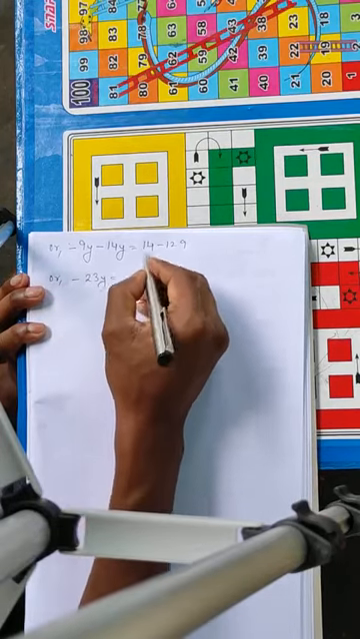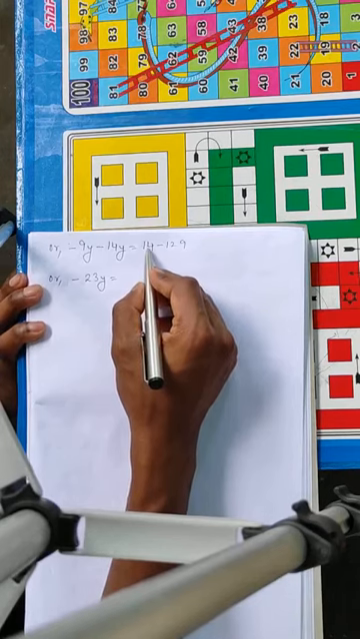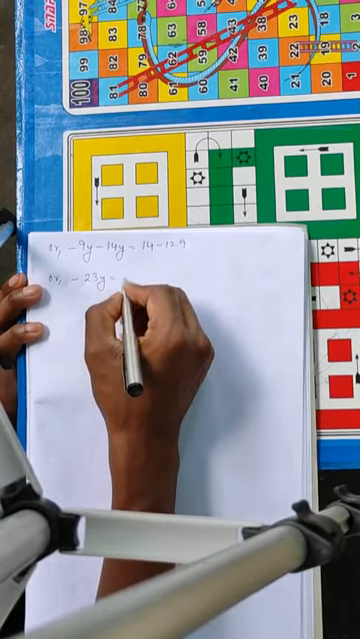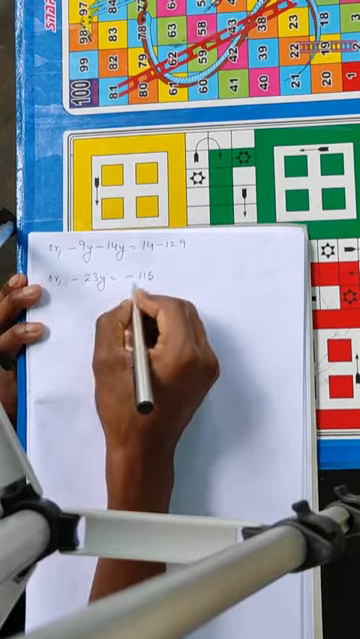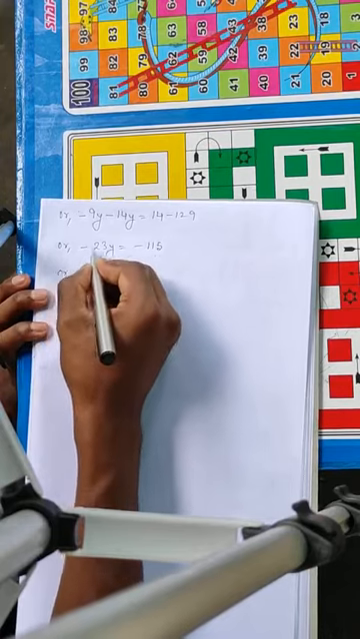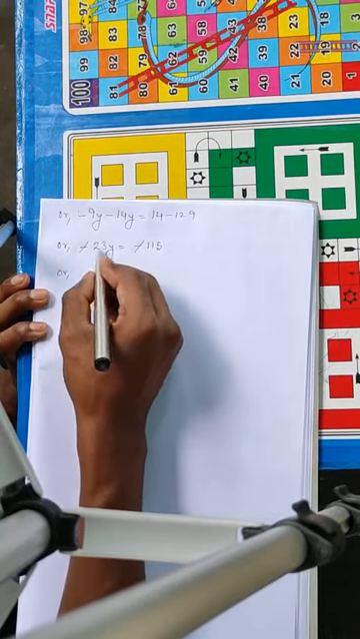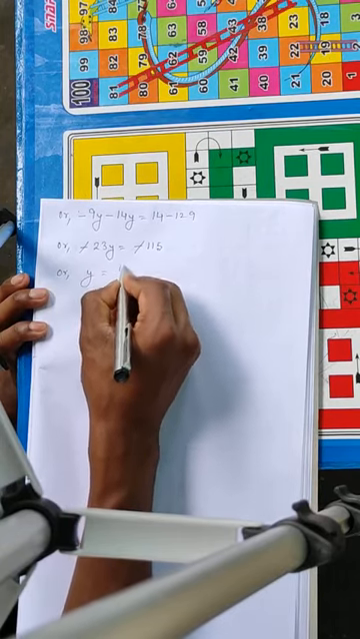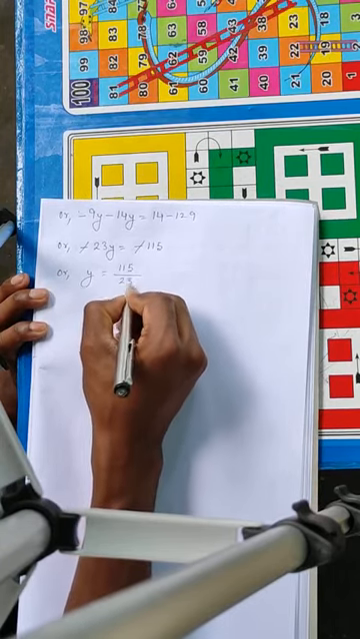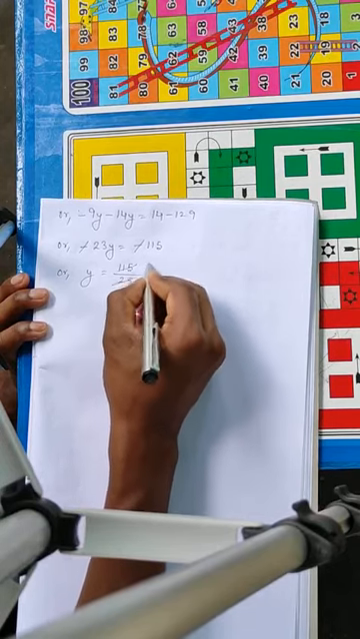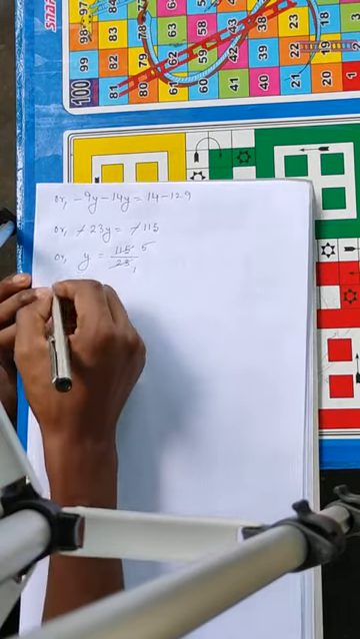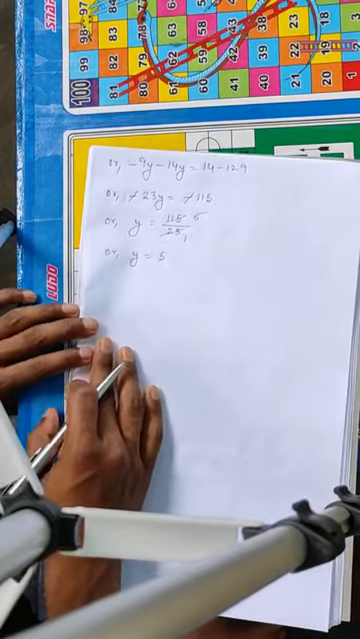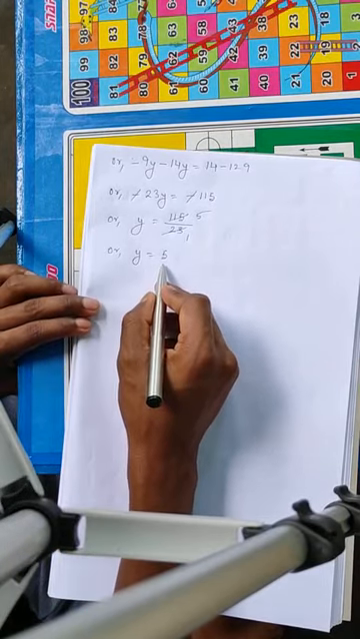We subtract 14 from this, so minus 115. Minus and minus cancel, so 23 transferred to the right side becomes divide, 115 divided by 23. 23 1s are 23, 23 5s are 115, so y equals 5. So we will get the value of y.